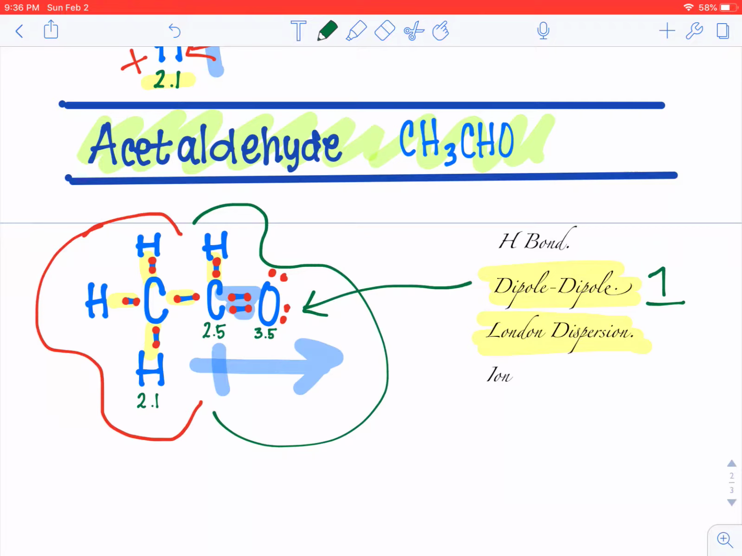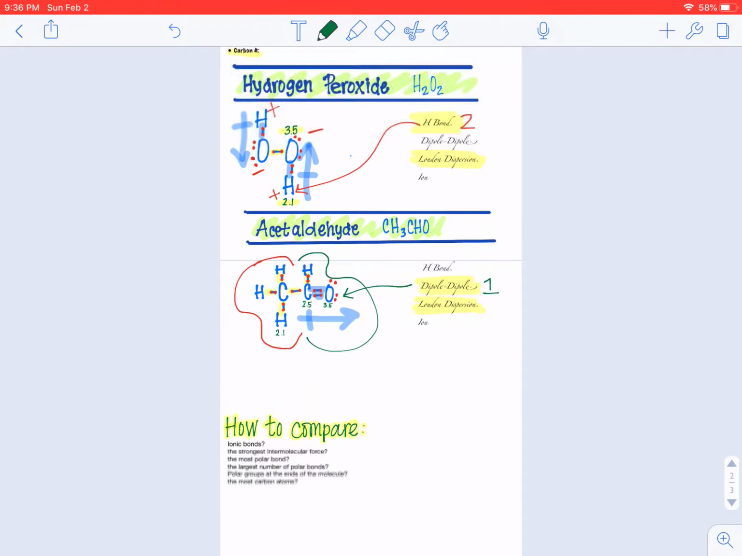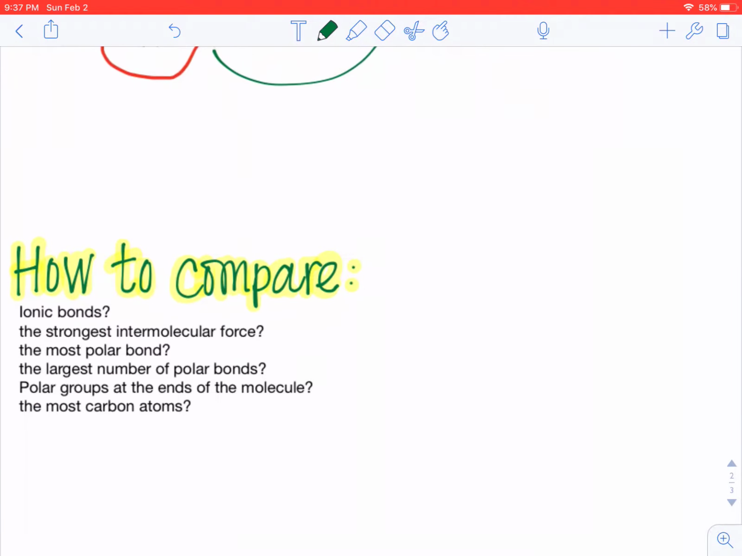Okay. So now that our molecular analysis is done, we've torn apart the molecules and analyzed where they can be attracting other similar molecules. Now we have to think to ourselves, which one of these, and they're both clear liquids by the way, is going to boil first? So let's take a look down here at our how to compare chart. This is the order of importance.